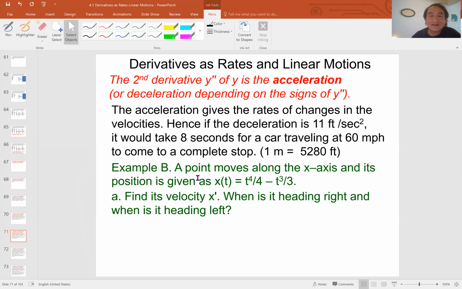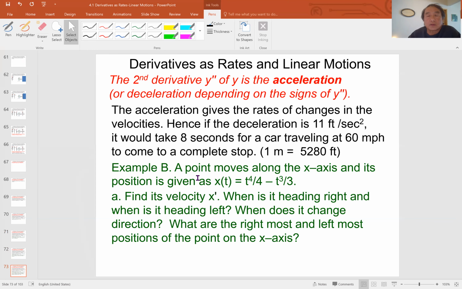First, let's answer. Okay, now this is on the x-axis, so now it's on the horizontal axis. The question asks, when is the point going to the right, and when is the point going to the left? Remember, that refers to when is x prime positive and when is x prime negative. The velocity is positive. The positive and negative are directions. And where does it change directions?